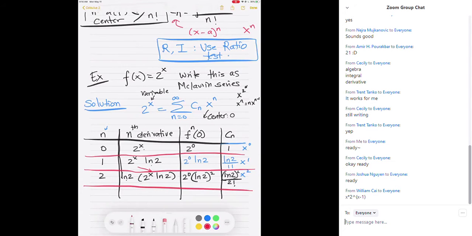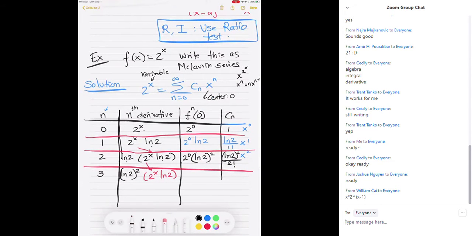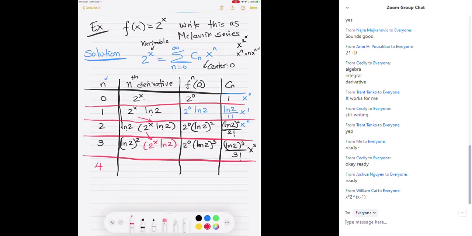So the third derivative, again, I'm going to write it. These two are constants, so I'm going to write them ln 2 squared. The derivative of this one is 2 to the x ln 2. And so I get 2 to the 0 ln 2 cubed. And this is ln 2 cubed over 3 factorial x cubed. And I think we should do one more and then we should get the idea. So the fourth derivative, and that is the one I want from you. So what would be the fourth derivative?